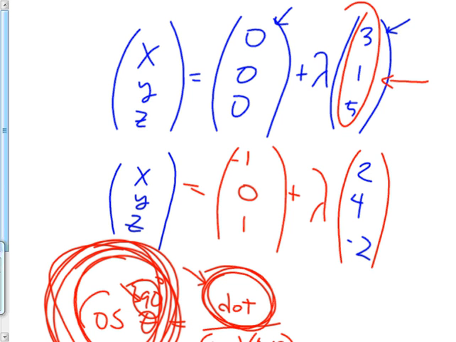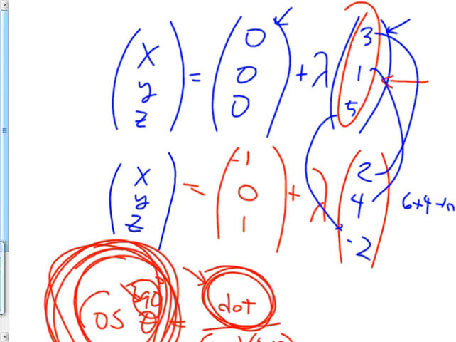All right, how am I going to prove if she's right or not? Do the dot product. So 2 times 3 makes 6, plus 4 times 1 is 4, is 10, and then 5 times negative 2 makes negative 10. Cool, dot product 0. I guarantee you that one's perpendicular. Yes?